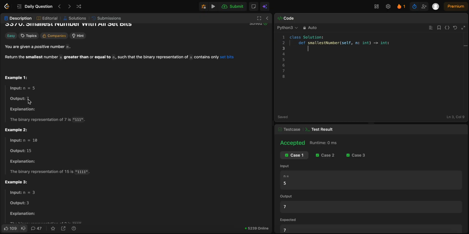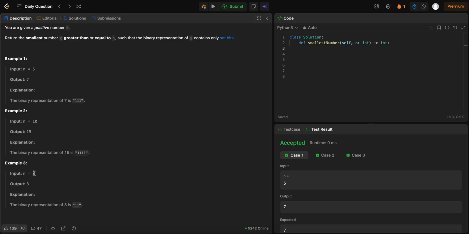So for 5, the output is 7 which is 8 minus 1. For 10, the output is 15 which is 16 minus 1. For 3, it is 3 itself because it is 4 minus 1, right?